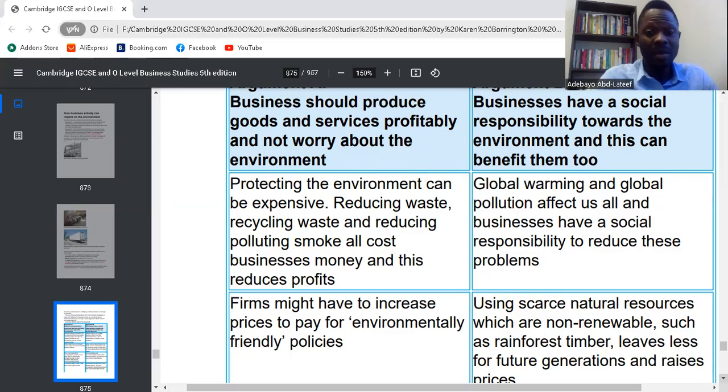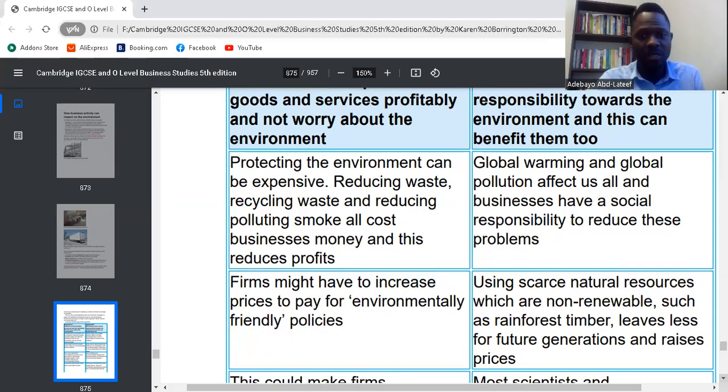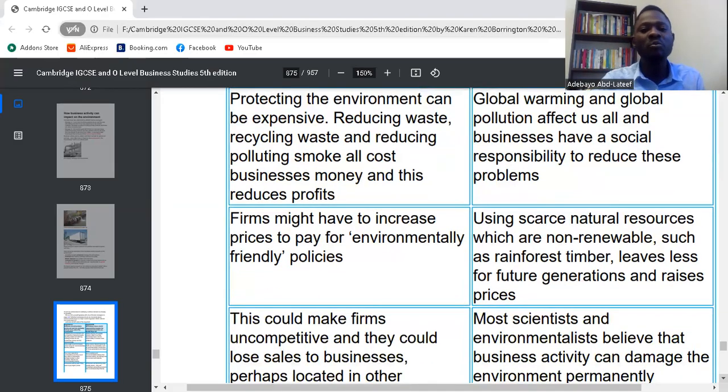Protecting the environment can be expensive. Reducing waste, recycling waste, and reducing polluting smoke all cost business money, and this reduces profits. So the argument against being socially responsible is that it is expensive, because it reduces your profitability. That's the reason why business A is saying it doesn't care about the environment. That's his own argument. So firms might have to increase prices to pay for environmentally friendly policies.